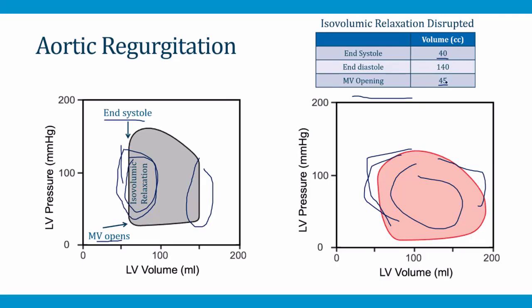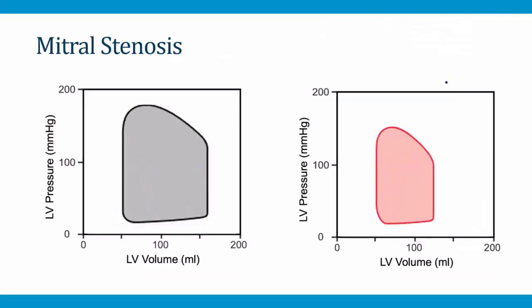because of blood leaking into the ventricle through the aortic valve. On the right side of the screen here is what mitral stenosis looks like compared to a normal pressure volume loop on the left. Basically, it has the same shape and contours of the normal loop. It's just smaller in all regards compared to a normal loop. And that's because less blood can fill the ventricle because there's resistance to flow across the stenotic mitral valve.